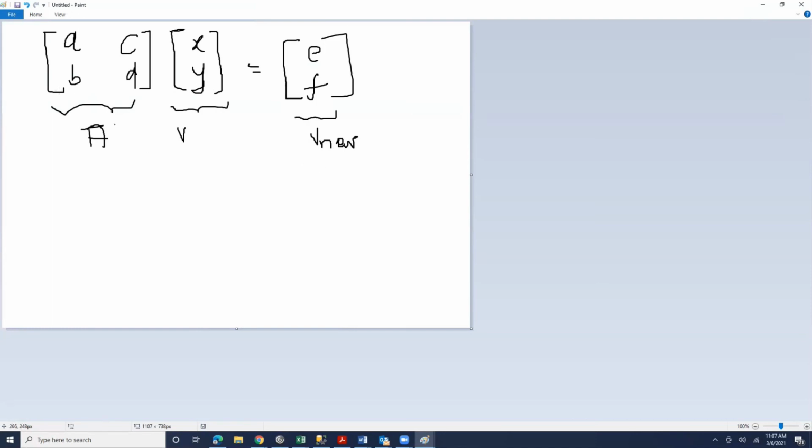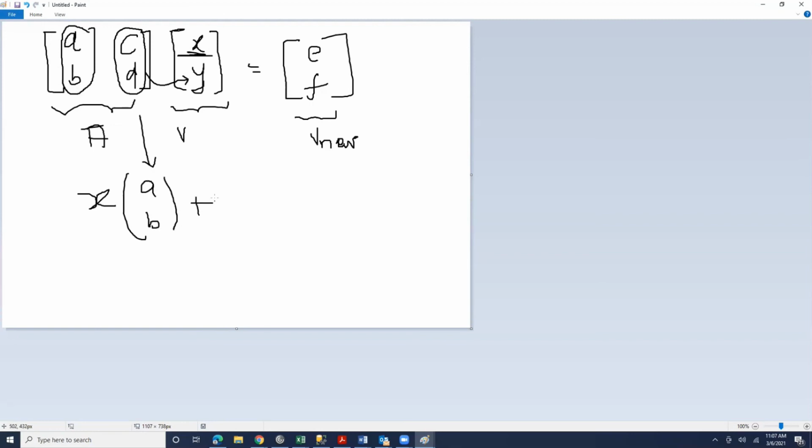Already you guys are familiar with this. Now, what does this AB represent, or what do you multiply this A and B? You multiply that with X, because that's what the unit vector in X direction had transformed to. This one goes with Y. So the multiplication is kind of like this: X times AB plus Y times CD equal to EF.